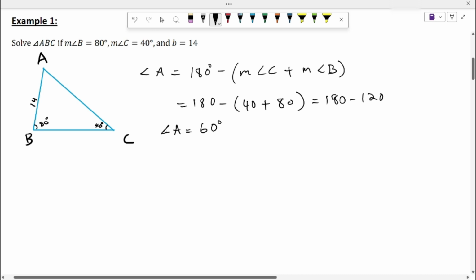So that was the easy thing that we just found, the measure of angle A.